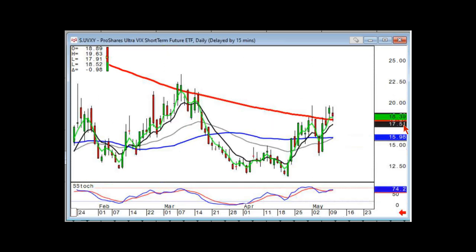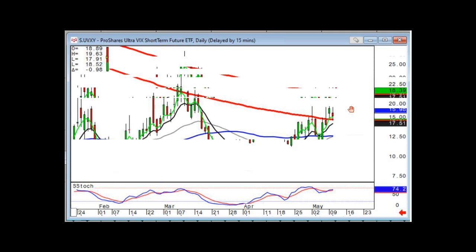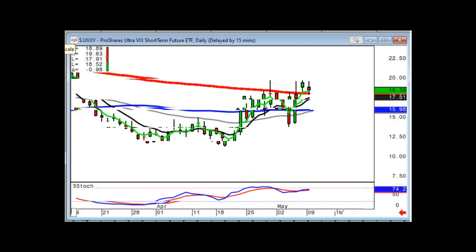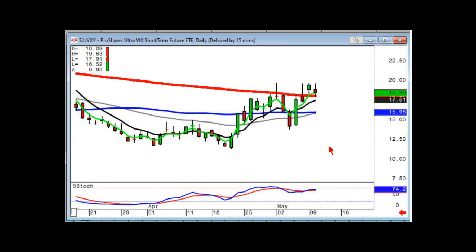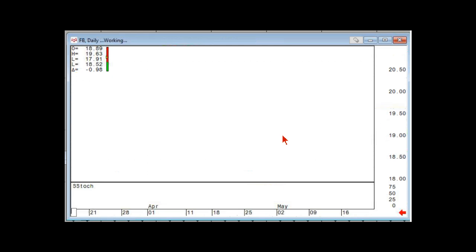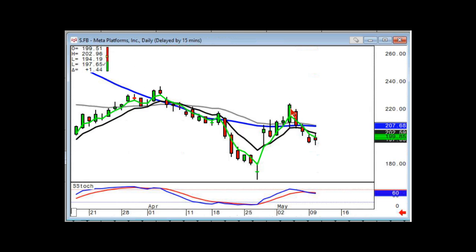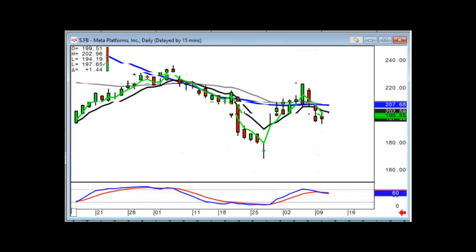UVXY. I don't know what to tell you there. Right now, all you can do is stay long, but you don't want to see it probably trade back below today's low. Facebook, you want to stay short. Notice, again, where you would have closed out any long position when this closed back below the open of that candle.